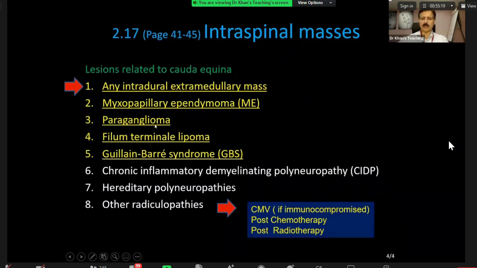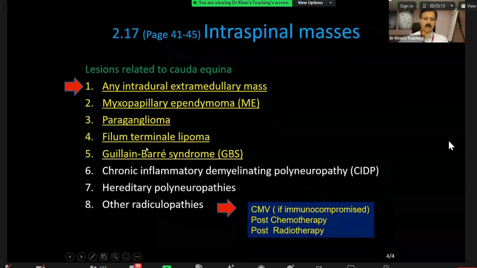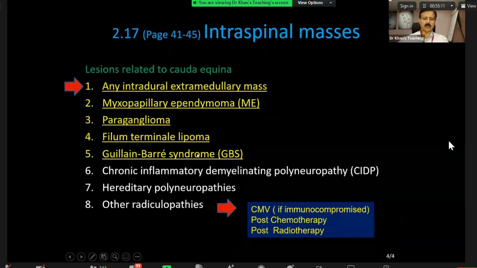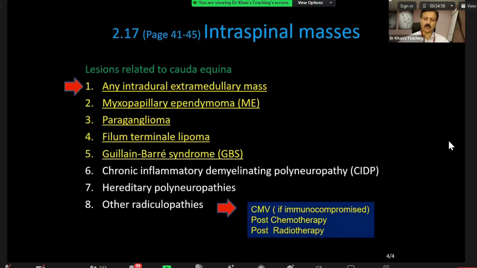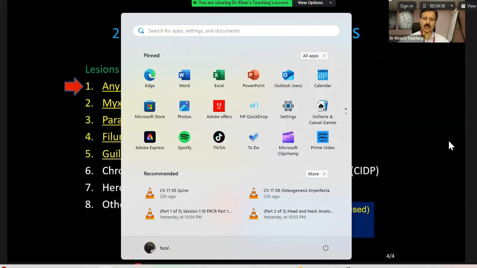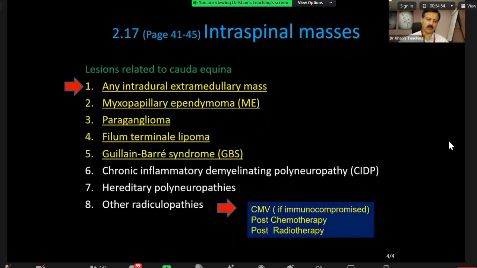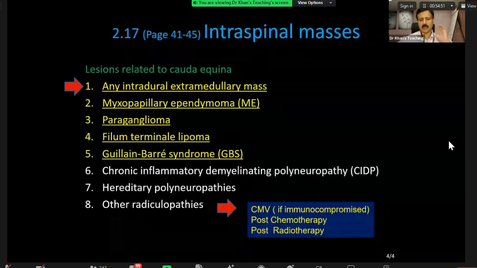Paraganglioma for me is not an exam case. Filum terminale lipoma, I have already shown you. You know that definite cord appearance. Guillain-Barré syndrome, GBS, is up there. It is a more chronic condition, just like Guillain-Barré, chronic inflammatory. In Guillain-Barré, remember clinically, it's an ascending inflammation. So it ascends from the nerves, it goes into the conus, it goes into the cord, it goes all the way upstairs into the brainstem, and then the patient dies.